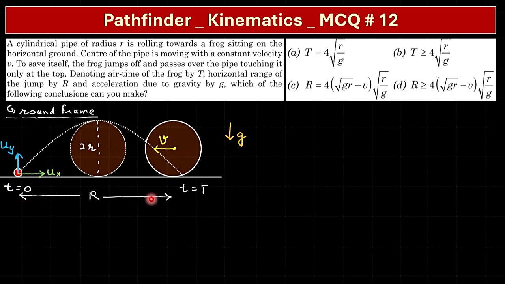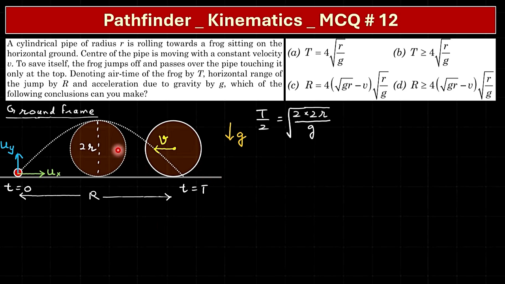The horizontal range is R, and uy is the vertical component and ux the horizontal component of the initial velocity. So we can find the time of flight. From here to here, the total time of motion is capital T. From here to here, the time of motion would be T by 2, and at this position the velocity is horizontal, and we know that for horizontal projectile motion, the time of flight is the square root of 2h by g, and this h is 2r.